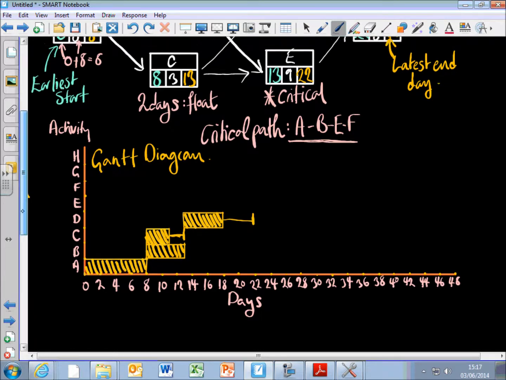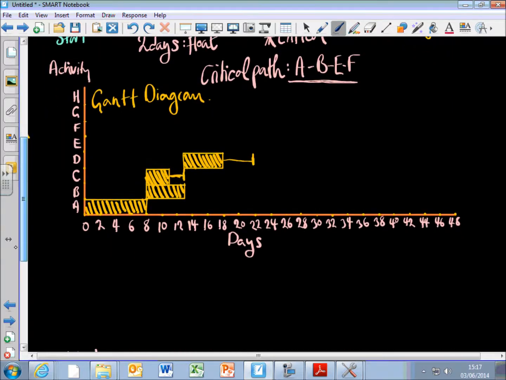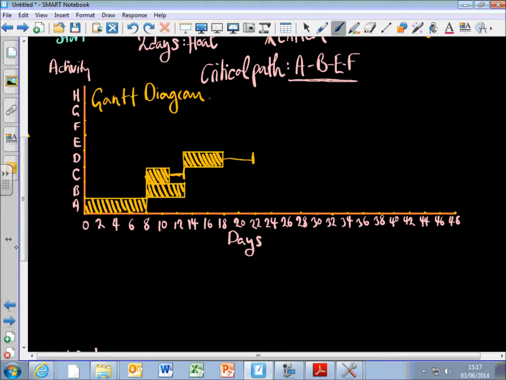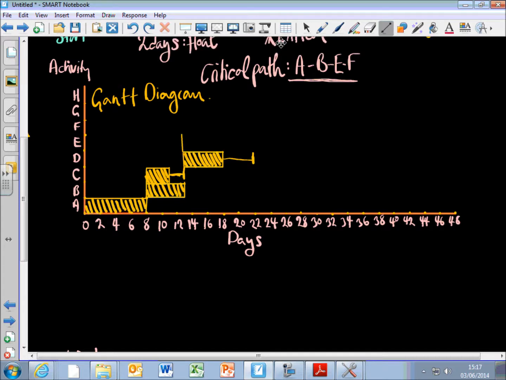And then activity E. Activity E starts on day 13 and takes 9 days, and there's no float for activity E. It starts right there, a little bit there, and it takes the whole 9 days, all the way up to day 22. So that's activity E.